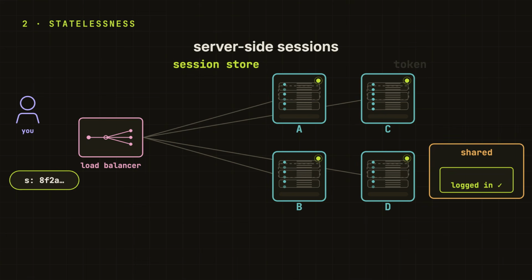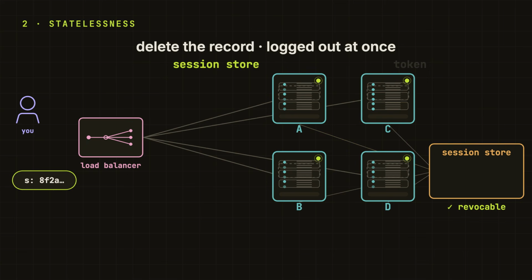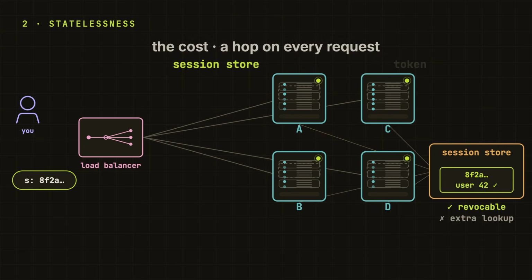The first way is server-side sessions. When you log in, the server creates a session, a record that says this ID belongs to this logged-in user, and stores it in a shared place that all servers can reach, like a Redis store. It gives your browser just the session ID in a cookie. Now, on every request, any server reads that ID, looks it up in the shared session, and knows who you are. The benefit: you can instantly cancel a session, like a logout. The cost: every request needs that extra lookup.